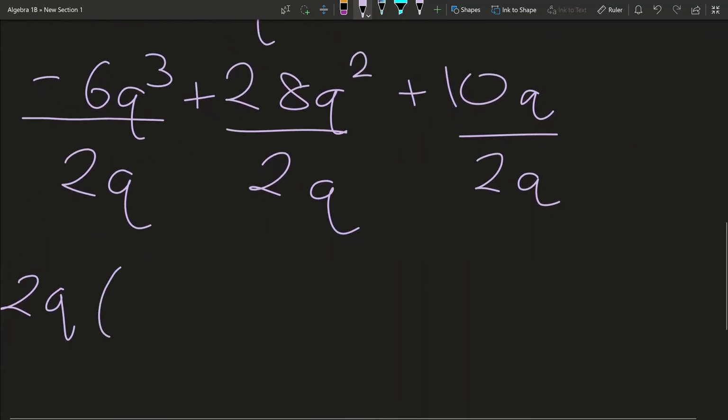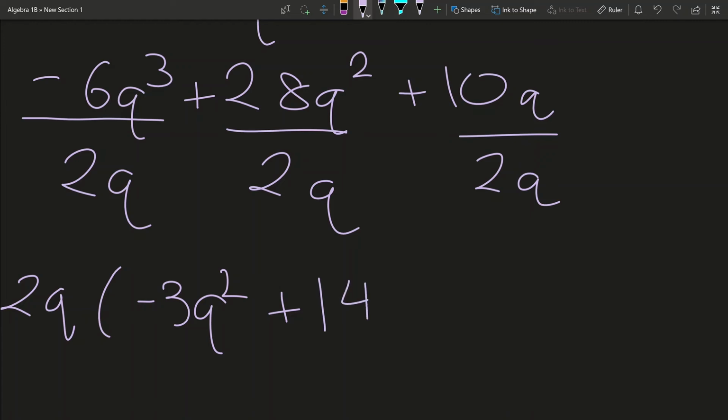Negative 6 divided by 2 is negative 3. Q to the power of 3 divided by q is q to the power of 2. Now let's move on to the next one. 28 divided by 2 is 14. Q squared divided by q is just q. And then we're left with 10q divided by 2q, which is 5q.